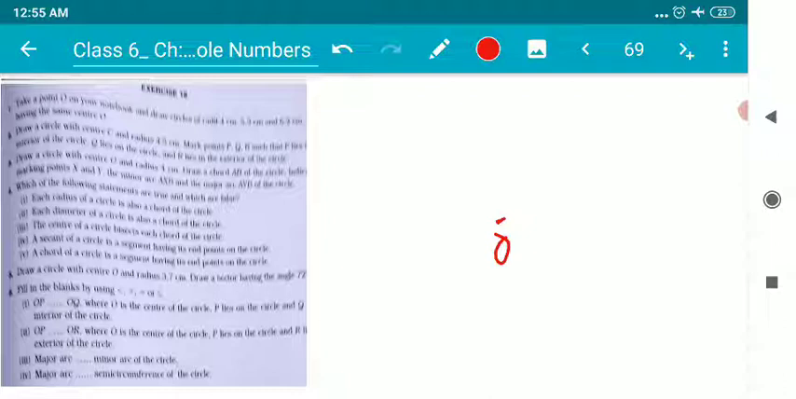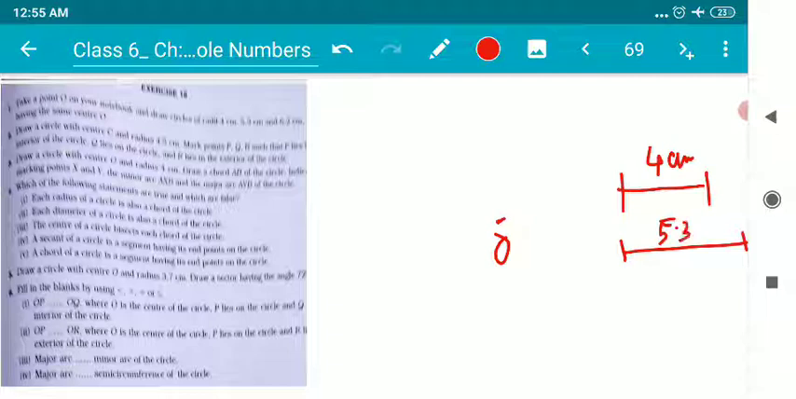We'll draw a line segment. Suppose it's a line segment of 4 centimeter. Now the next line segment we'll draw, that is of 5.3 centimeter. Suppose this is 5.3 centimeter, and we'll draw another line that is 6.2 centimeter. Suppose this is 6.2 centimeter. Okay, children, and as we are asked to draw three different circles using the same point, the center of those three circles will be same.